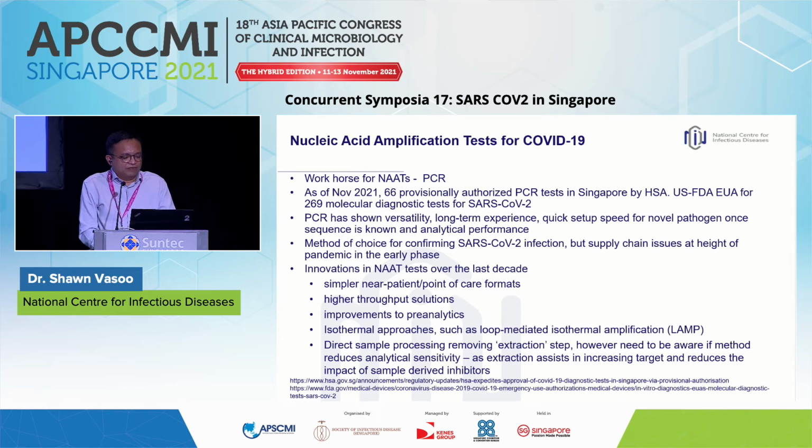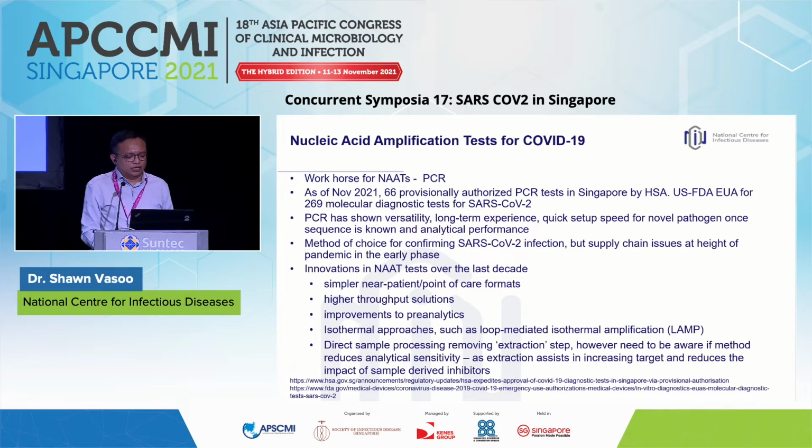However, nucleic acid amplification tests are the workhorse, and I think we are all familiar with PCR, which is one of the nucleic acid amplification tests. I think it came onto the scene more so in the 1990s to the 2000s, with a lot of earlier work in translating it from research into clinical labs in the 80s. Now PCR, of course, is a very common thing in most diagnostic labs. As of November 2021, there have been 66 provisionally authorized PCR tests by the HSA in Singapore.